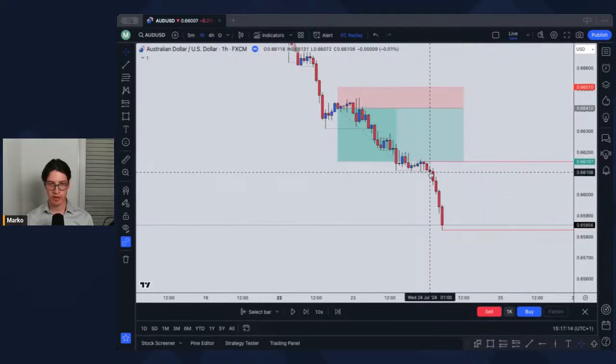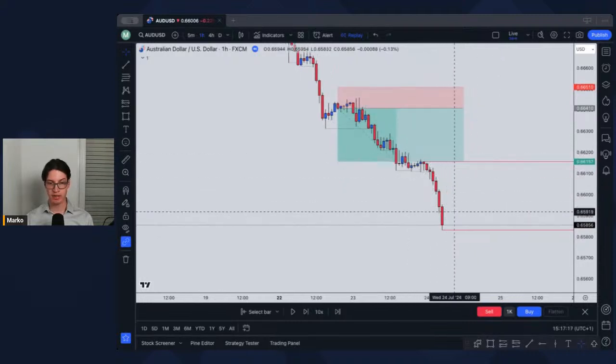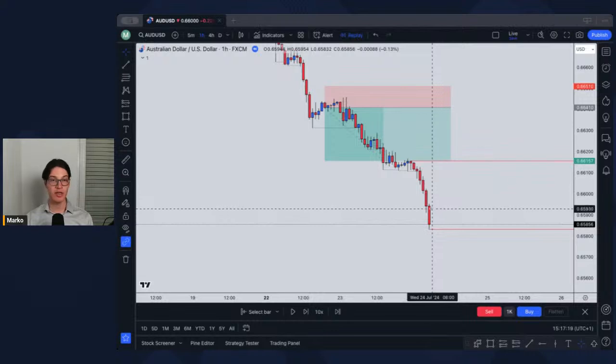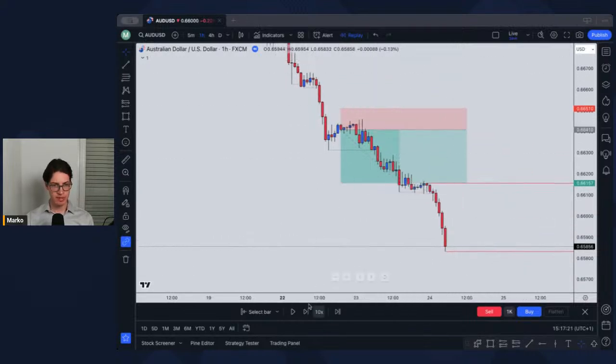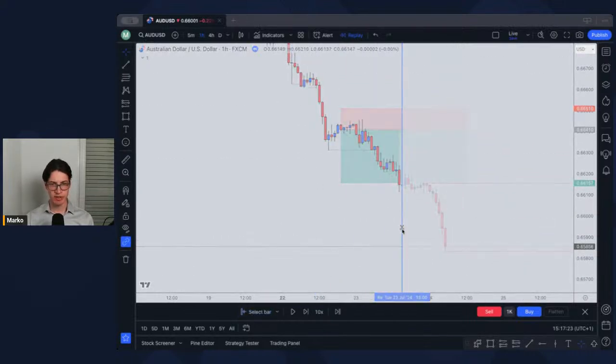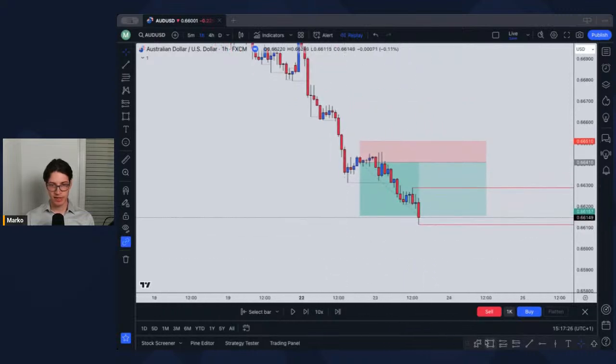So around 1 in the morning, price continued dropping down. I did look for scale-ins, so for additional sell setups. There was a scale-in, I think, that some traders did take right here. They saw a break and retest. Price was trending down.